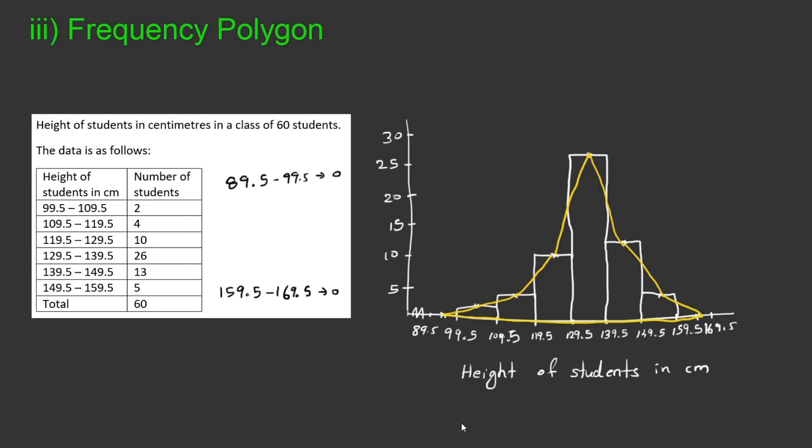One main feature of this polygon is that area of the polygon is same as the area of the histogram. You can use the properties of congruent triangles to prove it. Now, one problem arises here. How do we complete the polygon when there is no class preceding the first class?